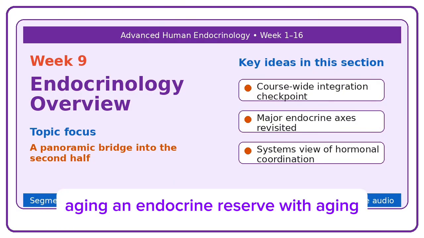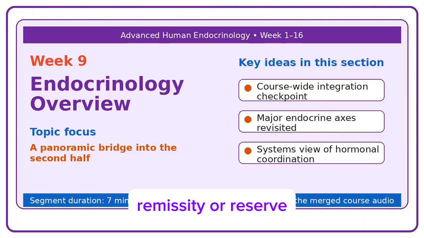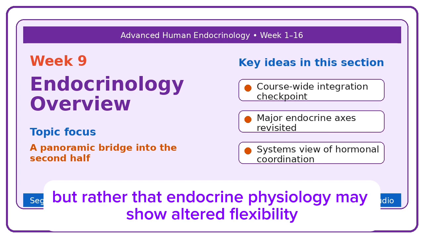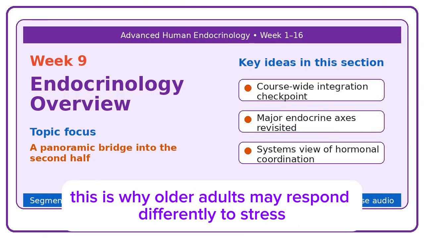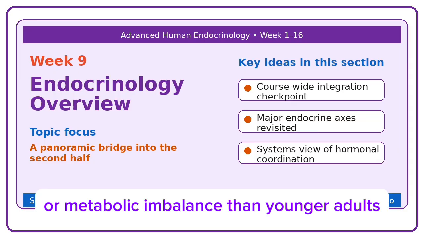6. Aging and endocrine reserve. With aging, some endocrine systems change gradually in output, responsiveness, rhythmicity, or reserve. Aging does not mean that every endocrine system simply fails, but rather that endocrine physiology may show altered flexibility, recovery capacity, and set point regulation. This is why older adults may respond differently to stress, fasting, illness, temperature challenge, or metabolic imbalance than younger adults.